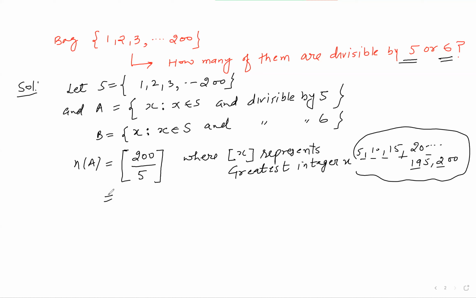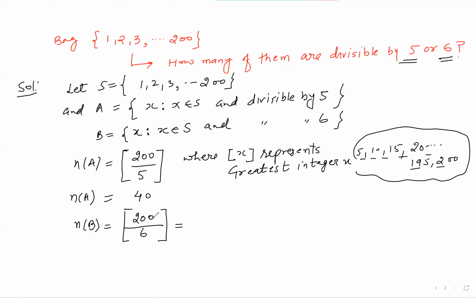So 200 when divided by 5 gives us 40. This is numbers in A. Similarly, numbers in B. Now, how can you find numbers in B? Again, 200 divided by 6. Go for its greatest integer function. So once you divide 200 by 6, it gives 33 point something, right?